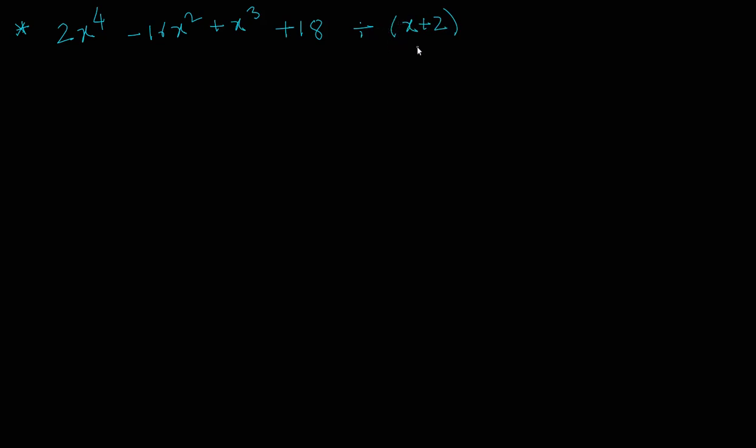All right, so first of all, let's see what is my step number 1. My step number 1 is write down my dividend in descending order. So what is my highest power here? X power 4. So I'm going to write 2x power 4. And what is the next highest term? X cube. So positive x cube, and then what is the next highest term? X square. So negative 16x square, and then it is 18. So I'm going to write down positive 18 here.